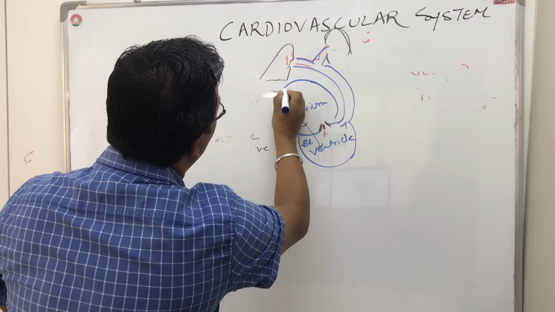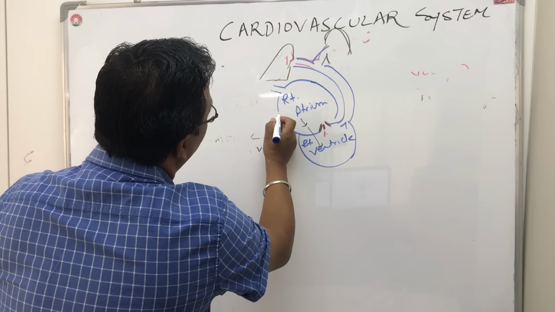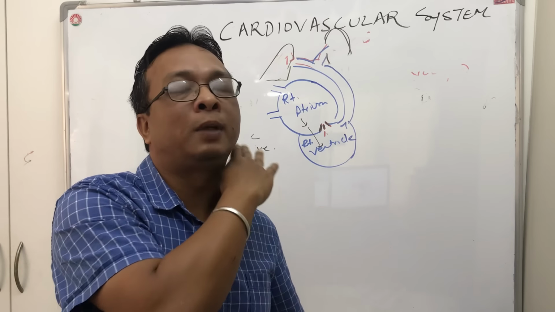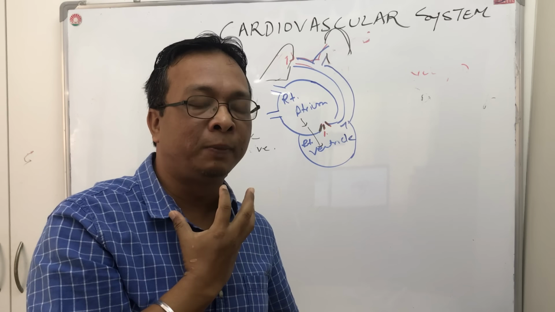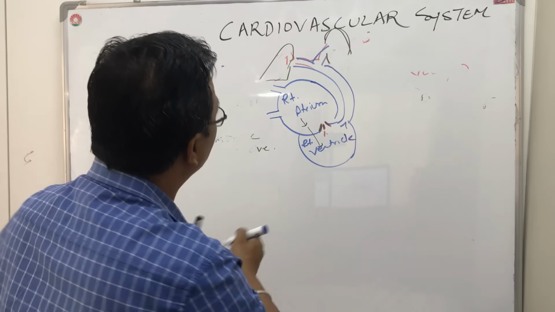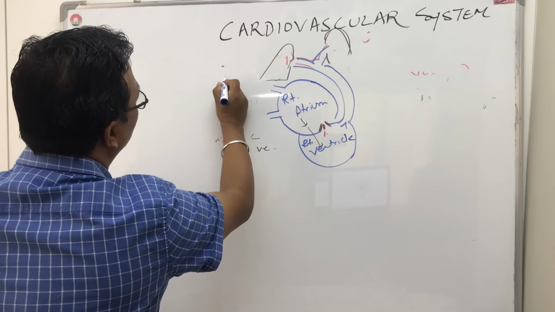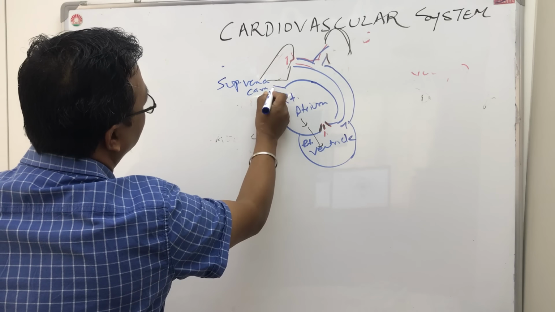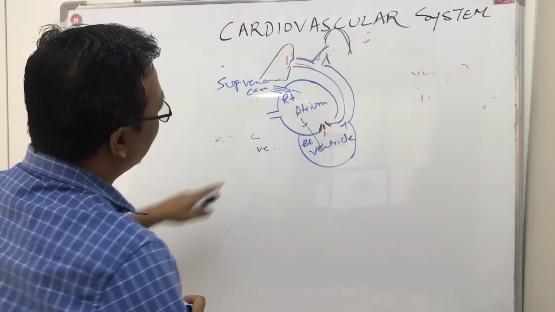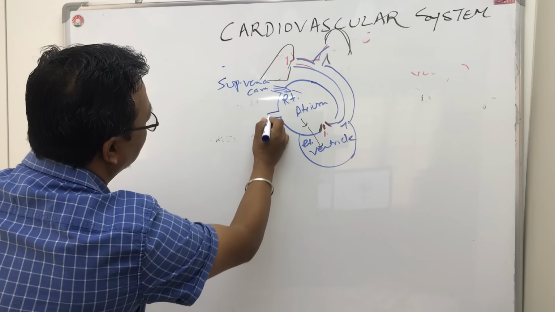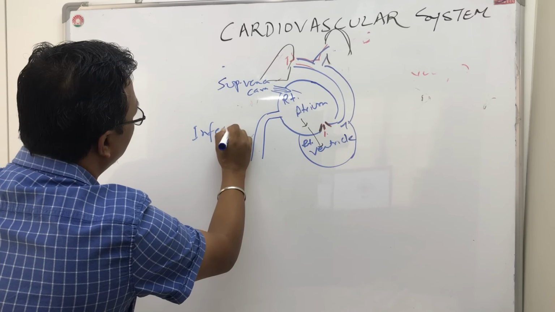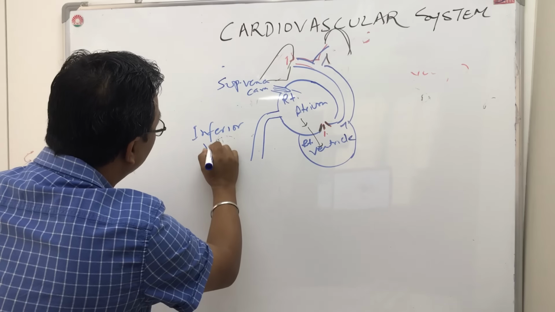Blood comes from the upper half of the body, the head, neck, and brain, to this right atrium through the superior vena cava. It is a big vein. Blood comes here. And blood comes from the lower part of the body through the inferior vena cava.